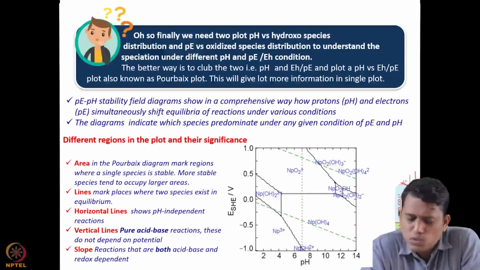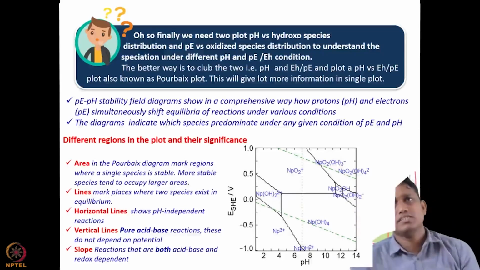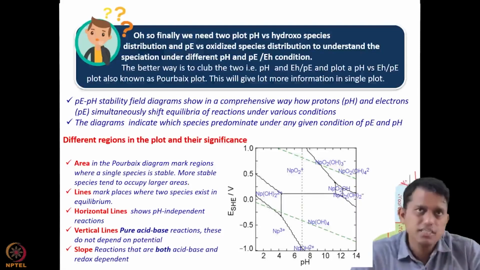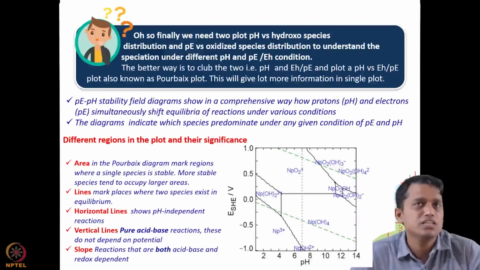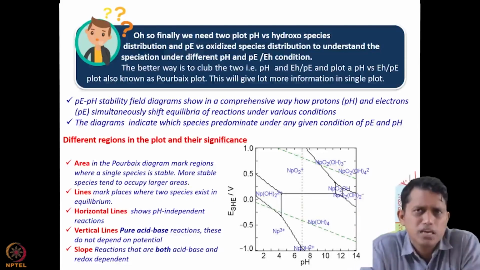But in short, I can say that this pH-PE curve is basically a stability field diagram. It shows, in a very comprehensive way, how the pH of your system and electrons simultaneously shift the equilibrium of a reaction under various conditions. It will also show you which species will predominate under a given set of pH and PE. So we'll discuss this diagram, which is also known as the Pourbaix diagram, in a bit more detail.